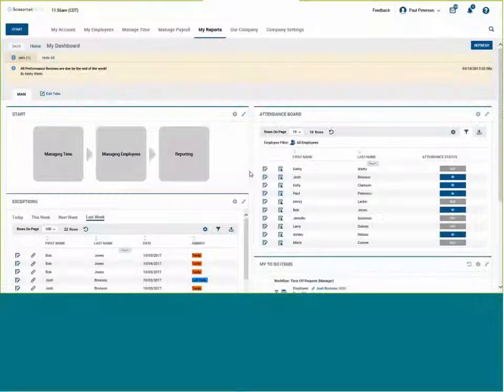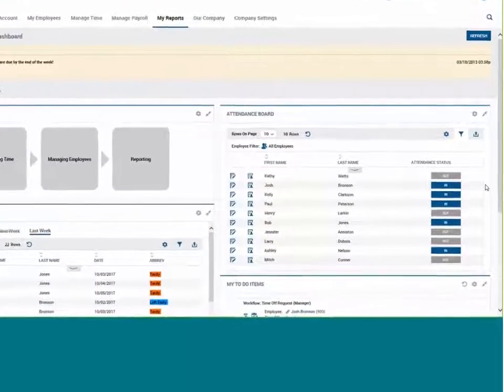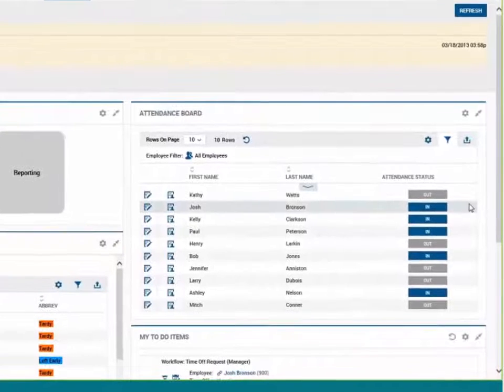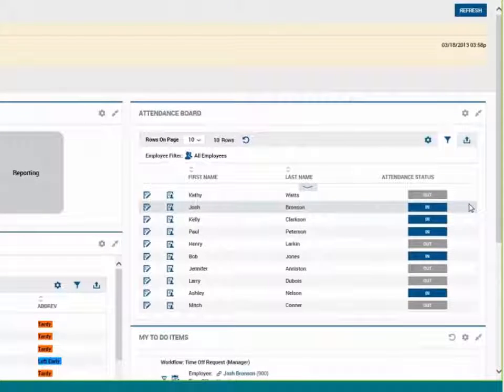So while we're sitting here on the manager's dashboard, you can see that I have an attendance board. This attendance board is showing me who's clocked in, who's clocked out. This is going to be useful for those managers because as the employees are clocking in throughout the day, in order to get your line started, you want to make sure everybody's there. You can come in and just check this really quickly to make sure everybody's clocked in when they were supposed to be, and you can start the line appropriately.